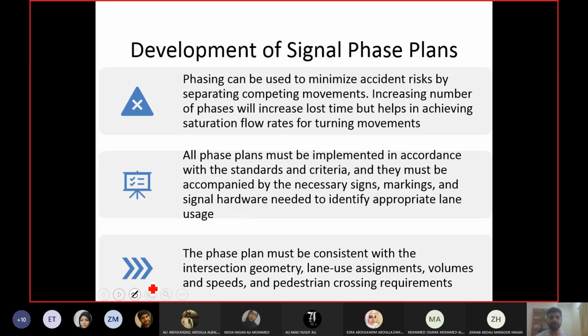Your phasing plan must be consistent with the intersection geometry, lane use, volume and speeds, and pedestrian crossing requirements. I already explained about the lane use, right? Intersection geometry as well. I will give you some more examples in the coming slides. Volume and speeds: what does that mean? Movements which have higher volume and higher speeds should have more time as well, right?